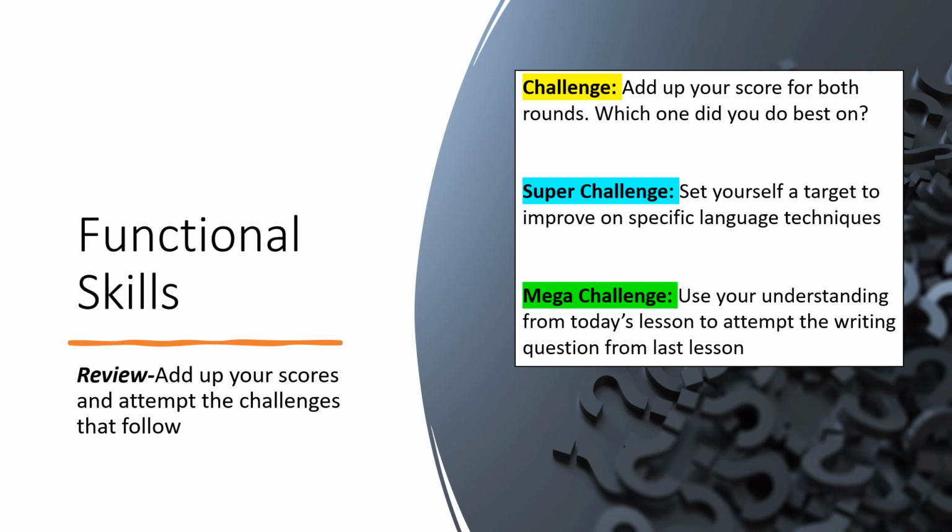So first thing to think about, now that you've completed both rounds of the quiz, try and add up your score for both rounds and think about which one of them did you do the best on. For the super challenge then, it's a good idea to set yourself a target to improve on specific language techniques. So it might be that you're really good at things like your DeForest techniques, because we have gone through those in quite a few of our videos already, and then just think about the specific ones that you don't maybe use all the time, or you're a little bit unsure about, and those are the ones you need to focus on as we lead up to your assessment.